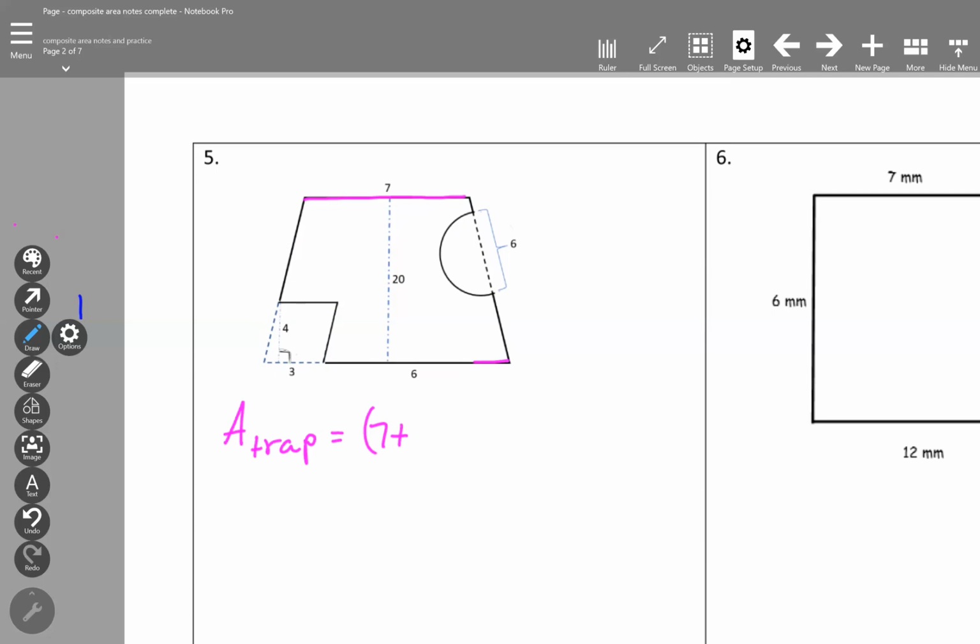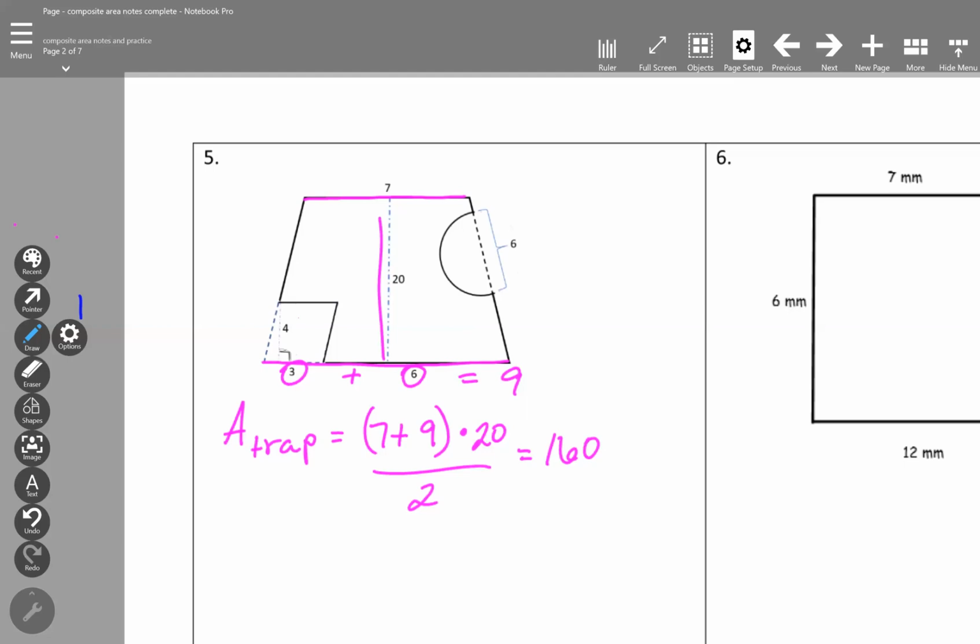Base 2, it's got to be this whole thing. We see a 6 here, and we see a 3. So together, that's got to be 9. So 9, that's our base 2. Times, now the height is 20, divided by 2. So 7 plus 9, which is 16, times 20, and divide by 2. So we will get 160. Okay, so the whole big trapezoid is 160.